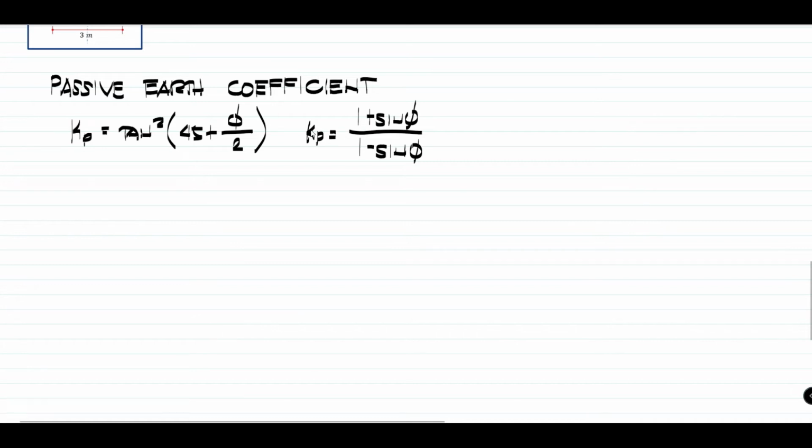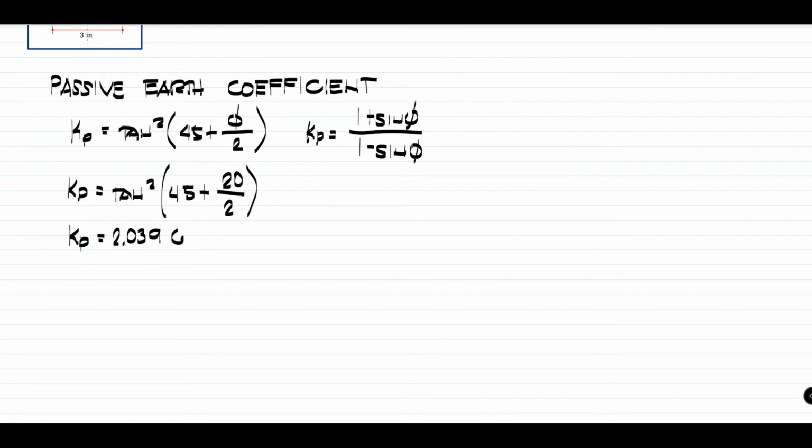So, Kp for this one will be equivalent to tangent squared 45 plus 20 divided by 2. So, the value of the passive earth coefficient will just be equivalent to 2.0396. So, ito na ngayon yung value nung K sub P natin or yung passive earth coefficient.